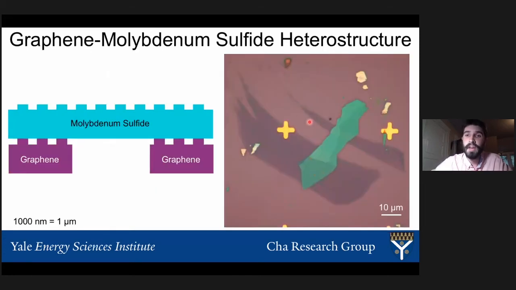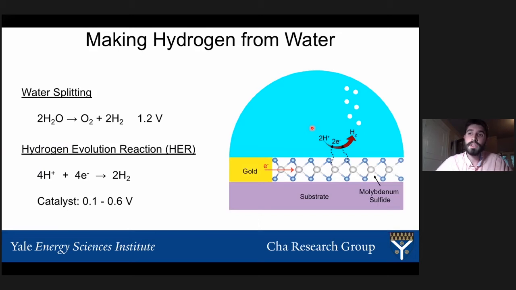And here's an example of a heterostructure that I made in the lab. So we have a blue flake of molybdenum disulfide, maybe 5 to 6 layers thick, on top of 2 flakes of graphene, which are 6 to 7 layers thick. And what we do in our group is we try to actually use these heterostructures to make renewable fuels, specifically hydrogen. So hydrogen is a really attractive renewable fuel because we can make it by splitting water into oxygen and hydrogen gas.